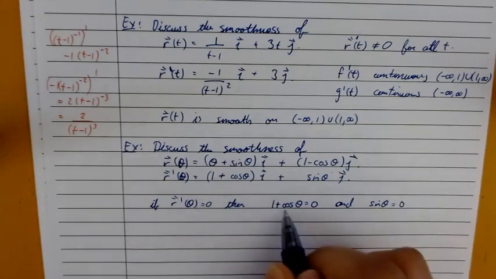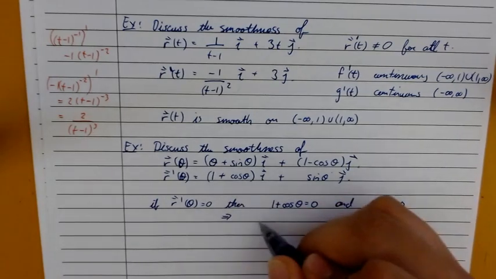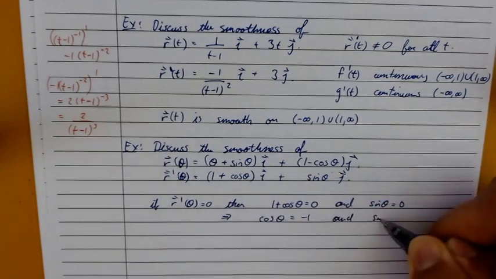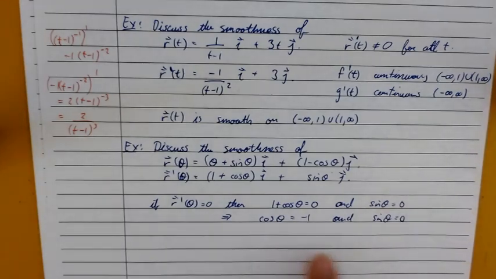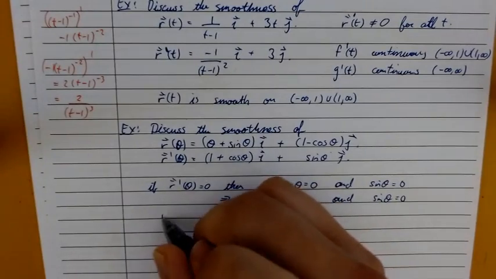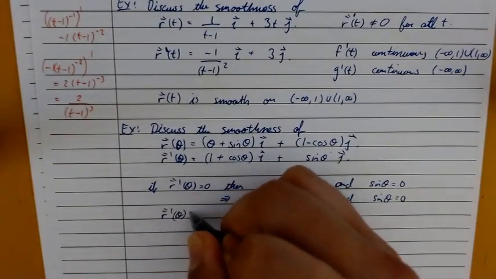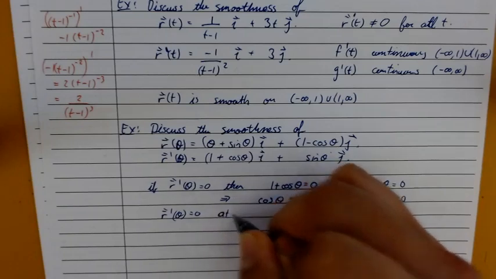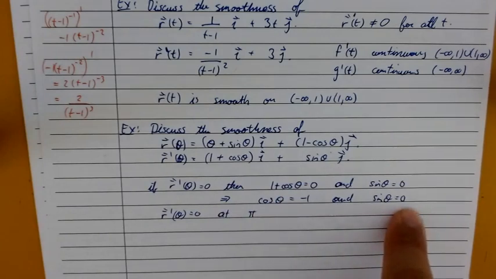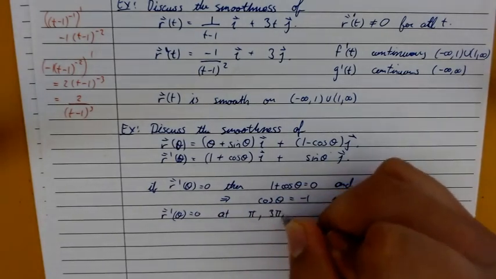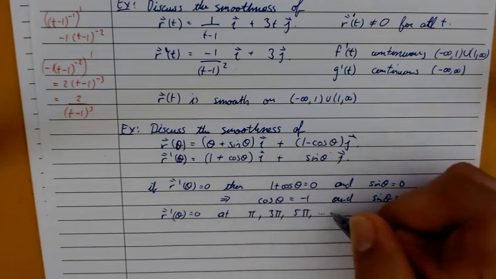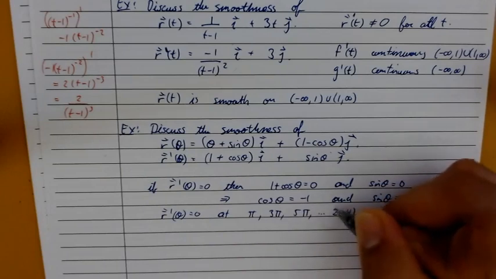Well, that's the same as saying cosine of theta is equal to negative 1 and sine of theta is equal to 0, which does happen. In fact, it happens an infinite number of times, doesn't it? So that means that r prime of theta is equal to 0 at, let's see, pi, because cosine of pi is equal to negative 1, sine of pi is equal to 0, and 3 pi, and 5 pi, and 7 pi, and 9 pi, and so forth and so on. In fact, it's any odd multiple of pi.